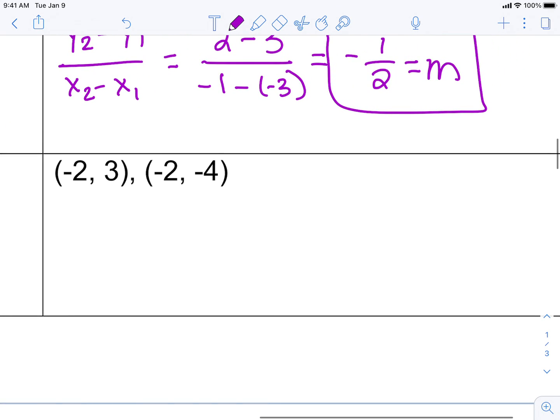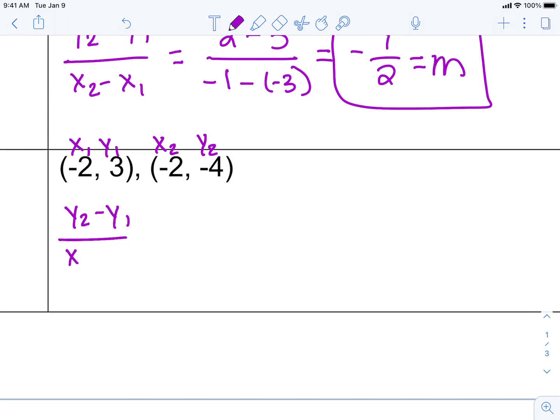Okay, pause and try this one on your own. So hopefully you gave it a try. Again, we have x sub 1, y sub 1, x sub 2, y sub 2. And again, my first point is my 1s, my second point is my 2s. Nothing too bad. Our handy dandy formula, y sub 2 minus y sub 1 over x sub 2 minus x sub 1. Okay, and then we just plug it in.